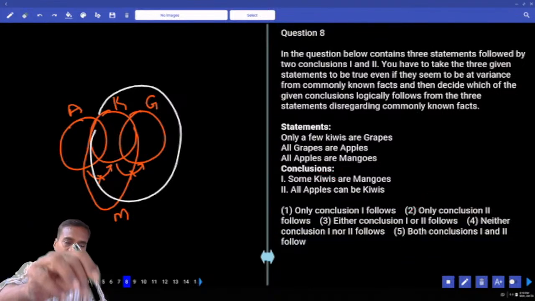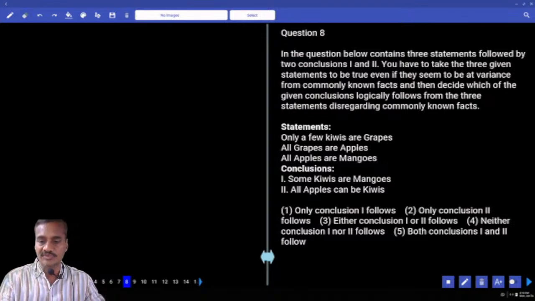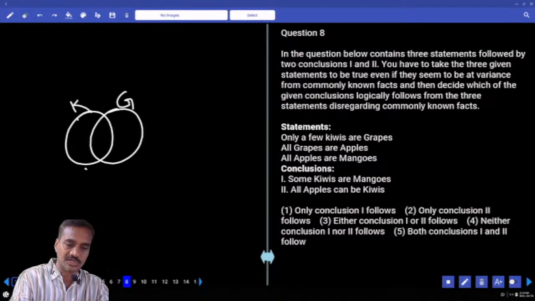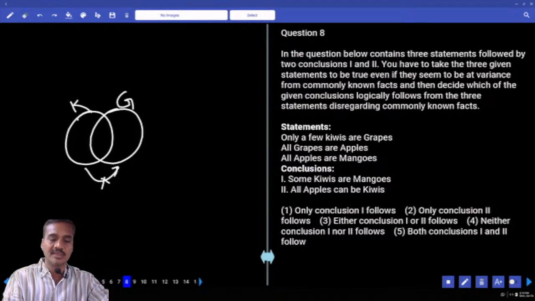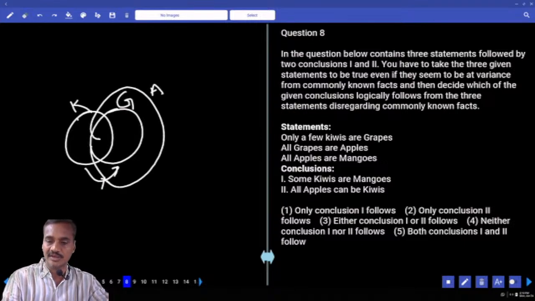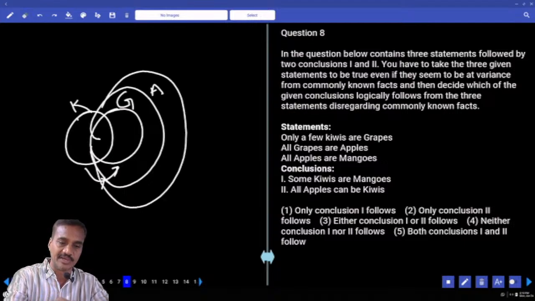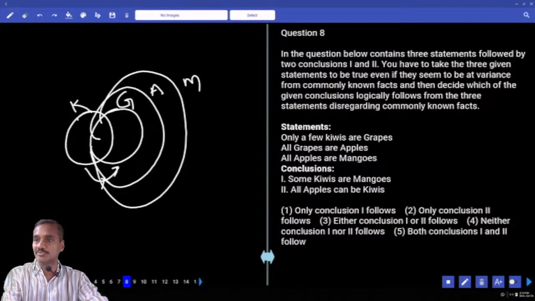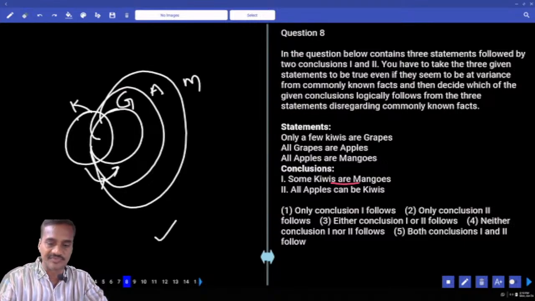The next one, 8th one, only a few kiwis are grapes. Only some of the kiwis are grapes, but not all. Now these are the kiwis that are grapes. All these kiwis are not a part of grape. And all grapes are what? This entire grape is a part of apple. And all these apples are a part of mangoes. Then first one, these kiwis cannot be a part of these grapes. And some kiwis are mangoes, definitely true.